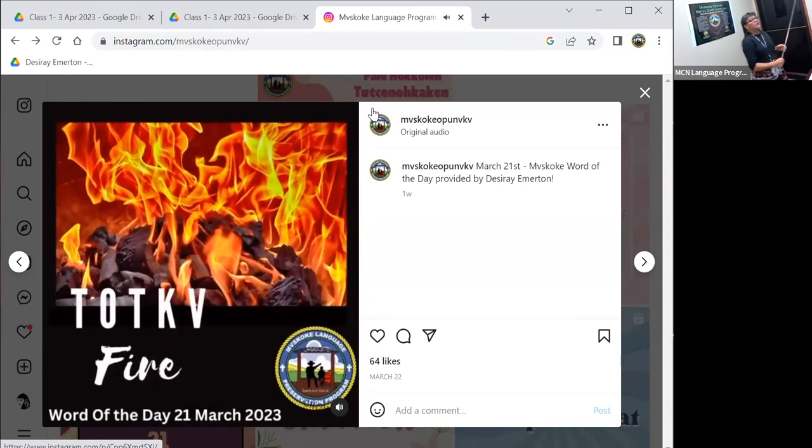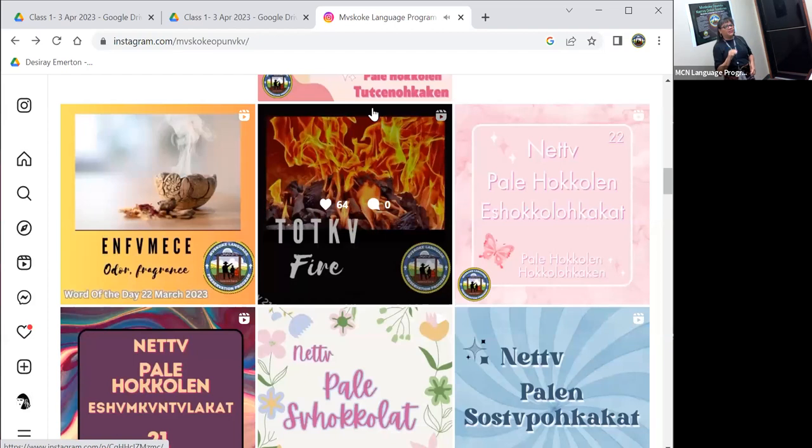Fire. So my question to you guys about all of this Instagram: on the one for Totka, he said fire. He said the English word. I've been having them just say the Mvskoke word because you can read the English word. I wanted you to hear their word in Mvskoke and read the English. That one slipped by, the fire.